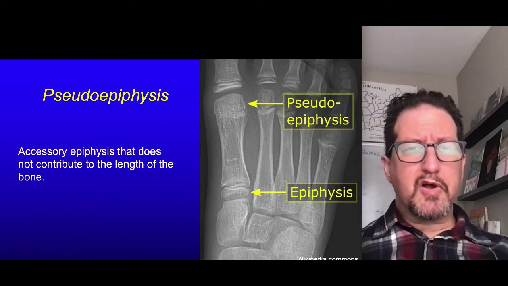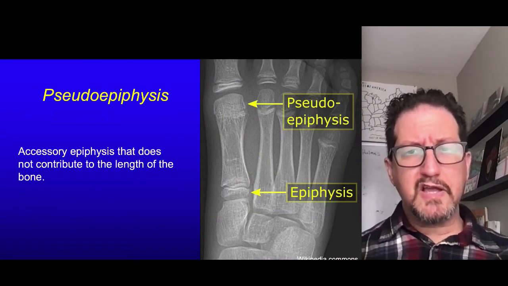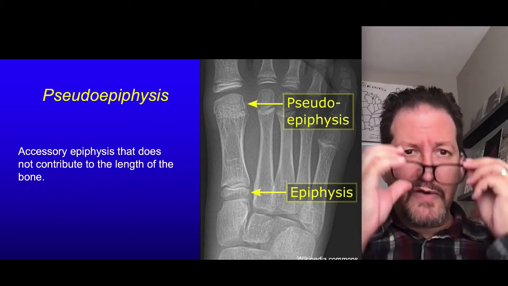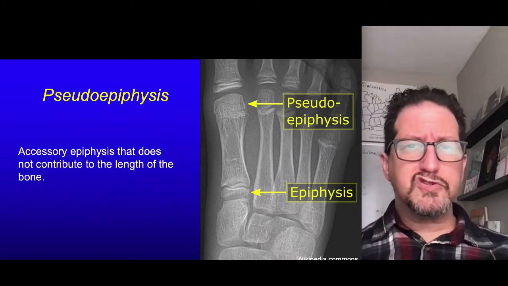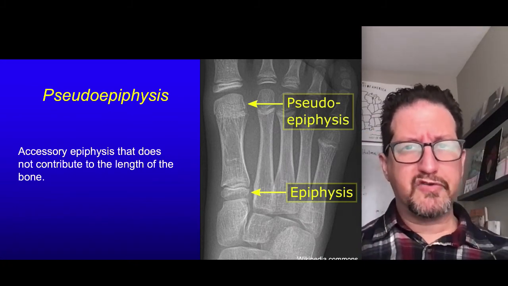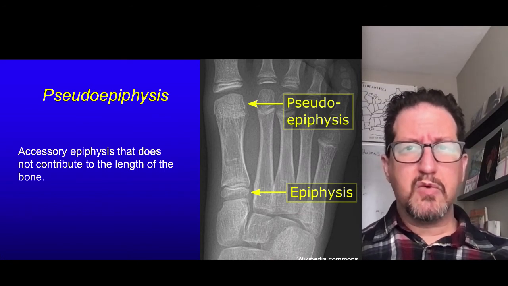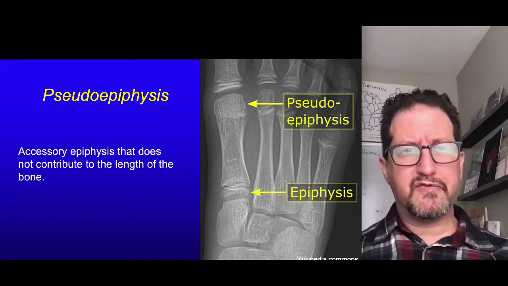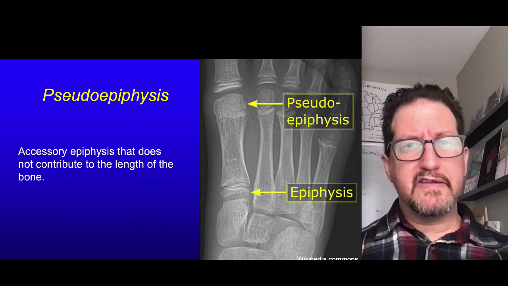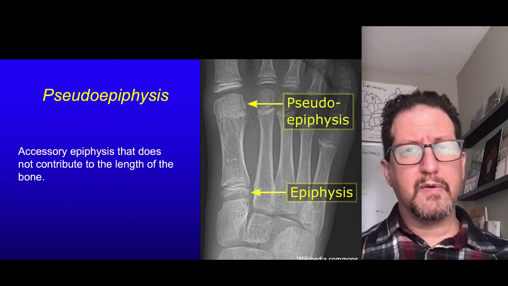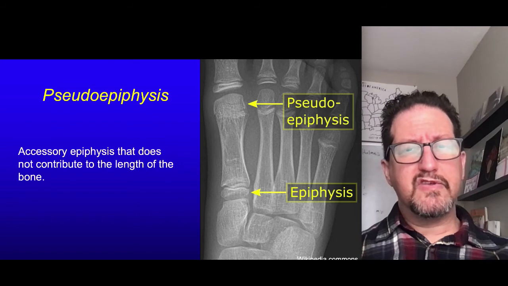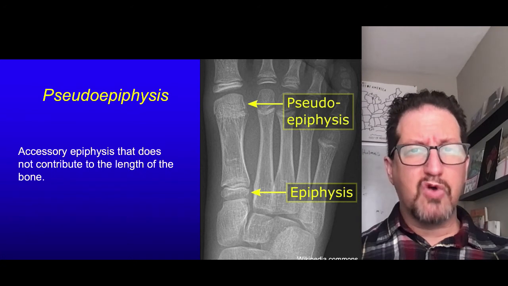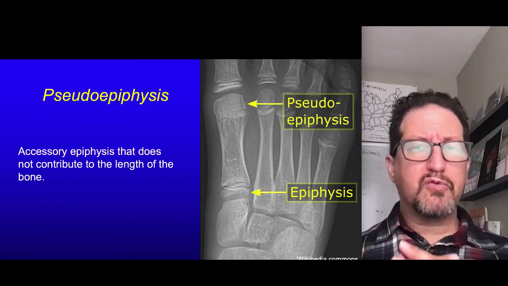Now, I wanted to bring up a couple of topics that potentially could have been skipped or might have been given some short shrift. So the first one is about the pseudoepiphysis. And as you can see where this is pointing, the pseudoepiphysis is an accessory epiphysis that's located in the distal aspect of the first metatarsal. It is an epiphysis, but it doesn't actually contribute to growth of the metatarsal. So that's why it's called a pseudoepiphysis.